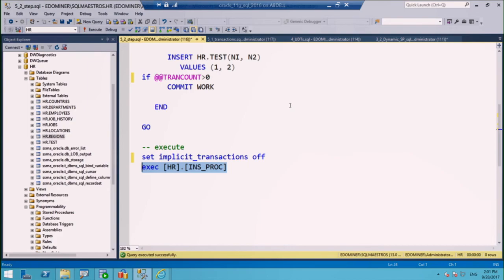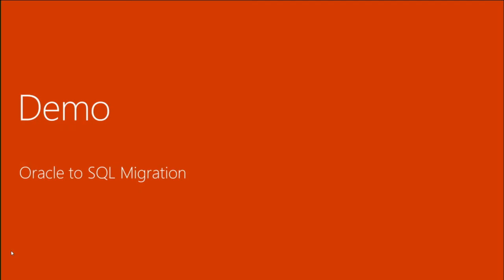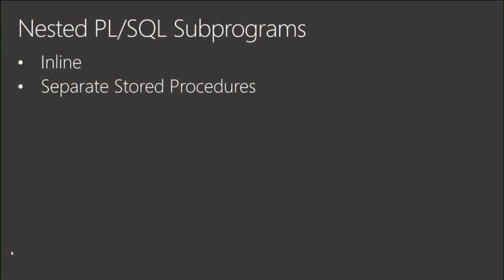All right, so that was about transactional context. Nested PL/SQL subprograms. Now, these are things where SSMA does a good job. In Oracle, you could define a procedure inside another procedure, right? SQL does not have such a concept. So when you have a stored procedure like that, what would SSMA do? There are two options. One is inline. Let's say there's procedure 1, and inside procedure 1 you have another called procedure 2. With the inline option, SSMA will take the logic of procedure 2 and embed it in procedure 1 and create a long procedure.